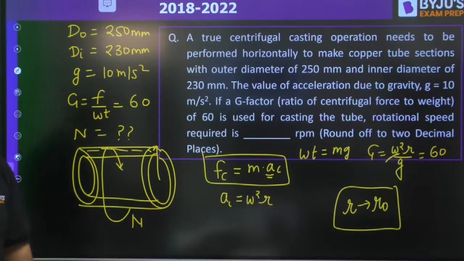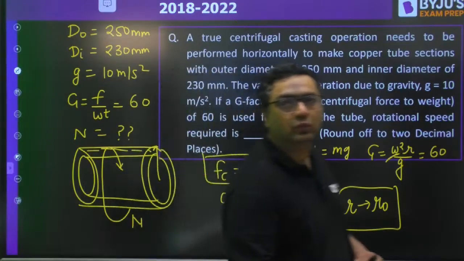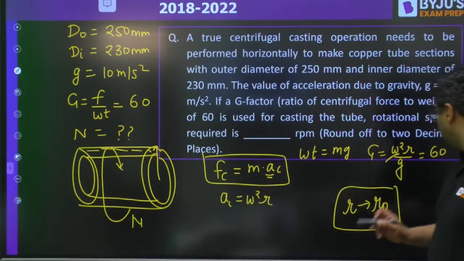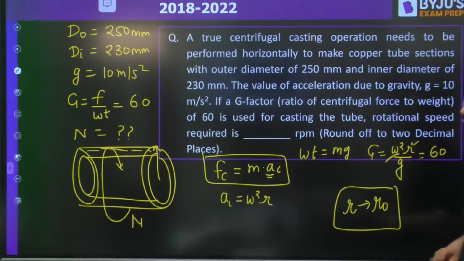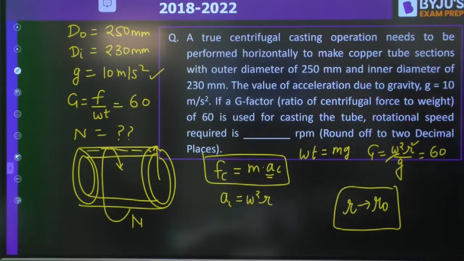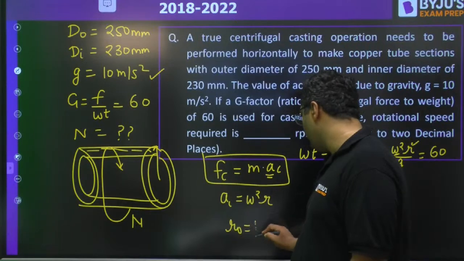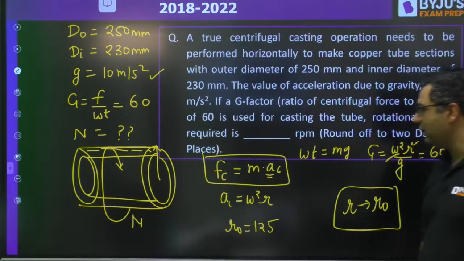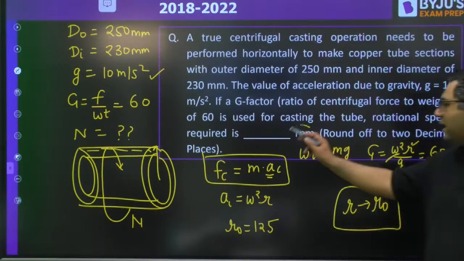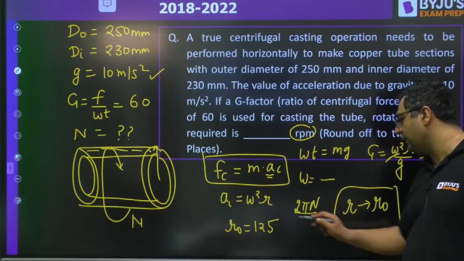What is the answer for this question, guys? You need to find out the R naught value actually. G is given to us. R naught is known to us, and speed is required. So R naught is 125. You need to find out the speed. Speed is required in RPM, so whatever you get in omega, then you need to write 2 pi N by 60.